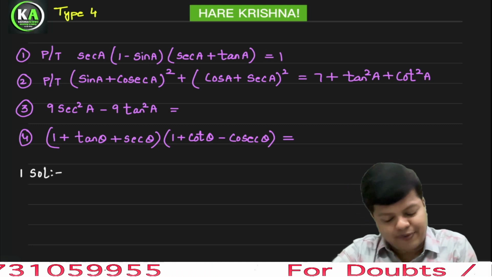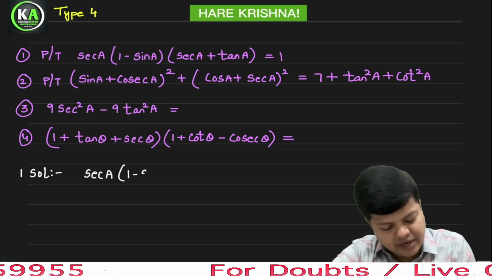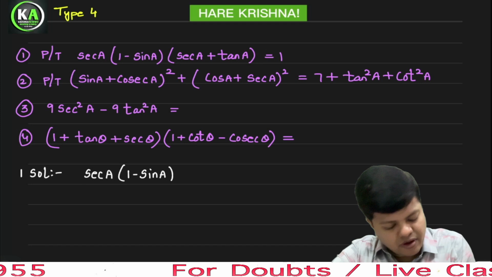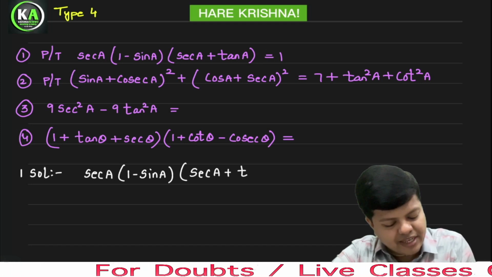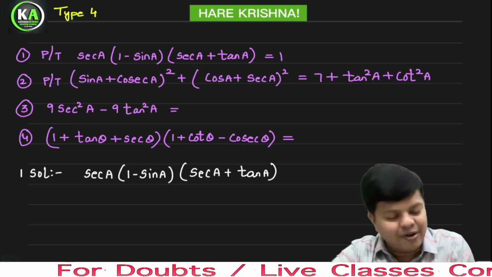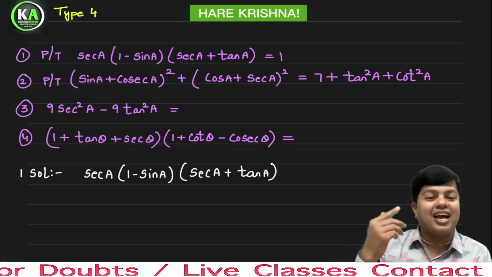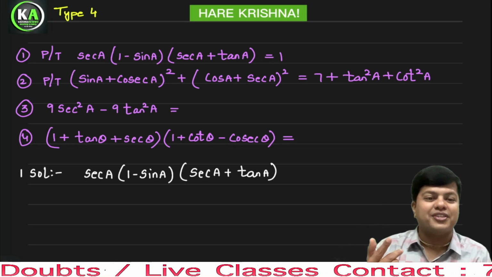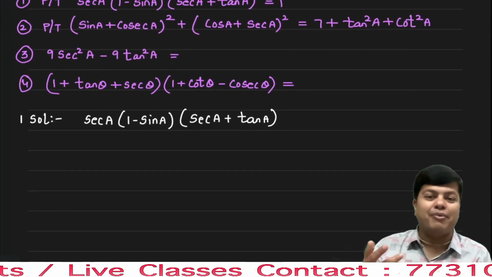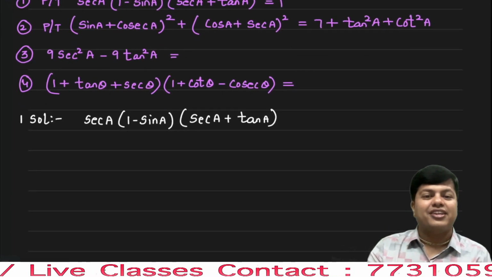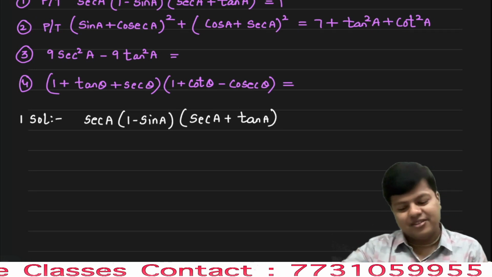Prove that (secant A minus sine A into secant A plus tan A) equals 1. First let us copy the LHS: (secant A)(1 minus sine A)(secant A plus tan A). You need to get the answer as 1, and theta is eliminated. This is an example question. Eliminate theta means you are not getting theta in the answer; you are getting 1, 0, 2 like that.